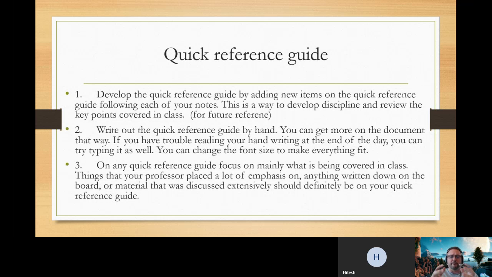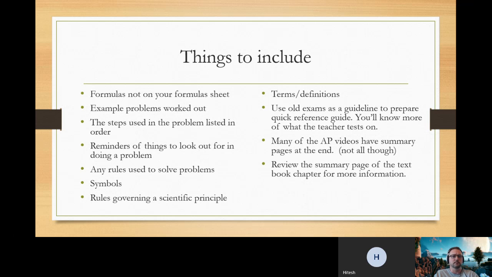On quick reference guides, you're going to focus mainly on what is being covered in class or on that video. Things that your professor placed a lot of emphasis on. They've been really good about placing emphasis on things, at least I think they have been. Things written down on the board or material that was discussed extensively, because they did go over a couple of things multiple times, should be on a quick reference guide.